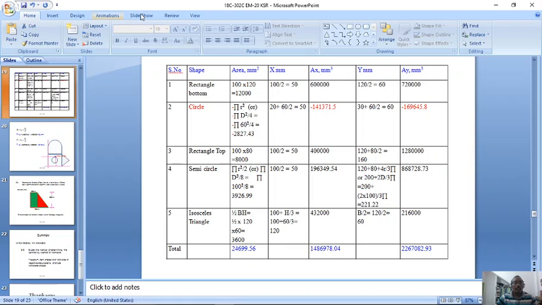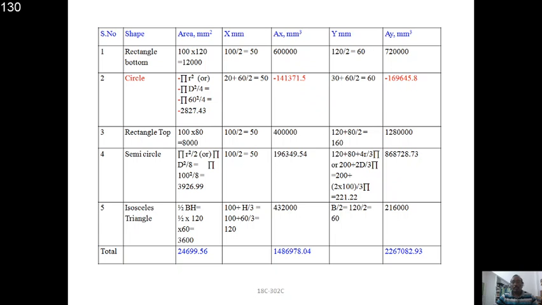So by considering the reference axis, for the rectangular top the y is 120 plus 80 by 2, that means from this point to this point is 120, and this is 80, hence 120 plus 80 by 2, 160. Then multiply this with your area, and you get this value.